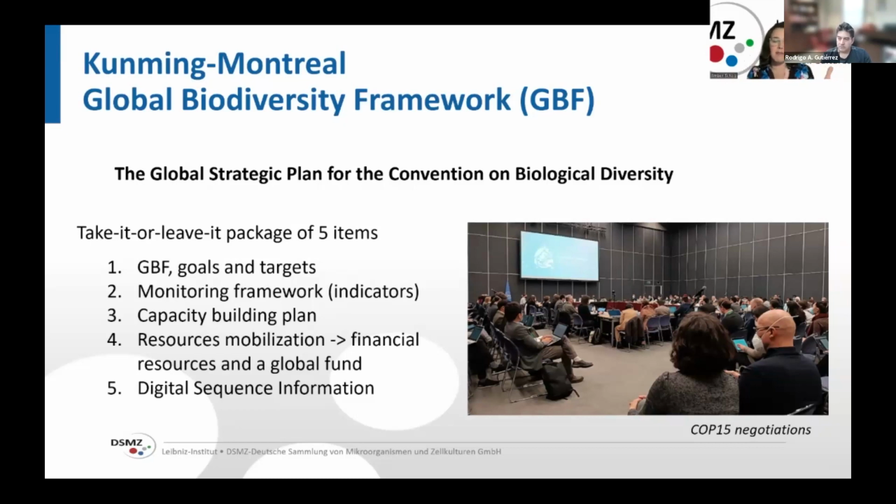And because DSI, the fifth item here on this list, was part of this broader political package, it creates the political "you give me this, I give you this" balancing act that politicians need. So you might think, why on earth would politicians make a deal on anything to do with open access databases? And the fundamental reason is to get a large scale biodiversity agreement in place.